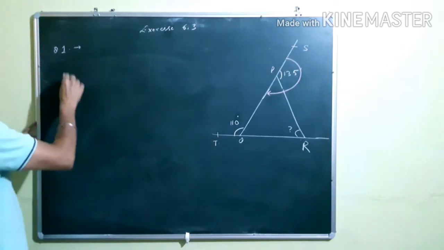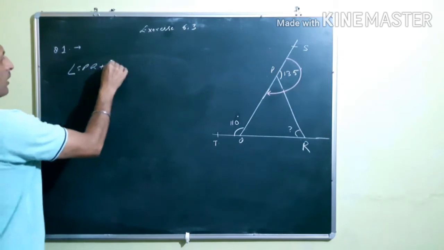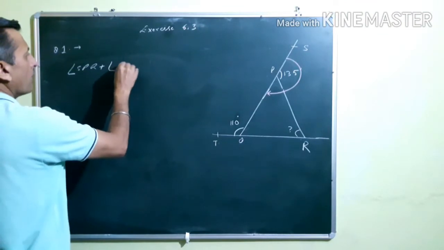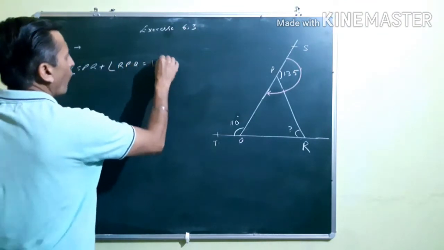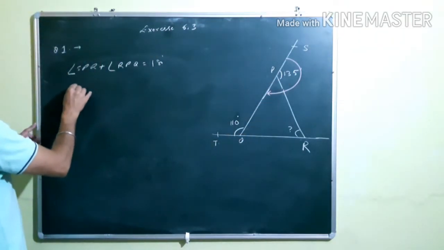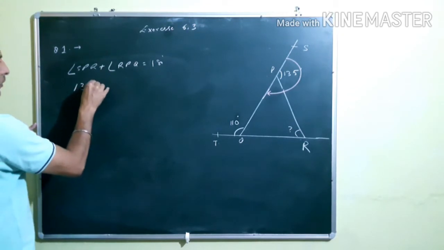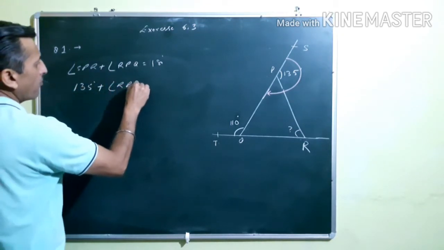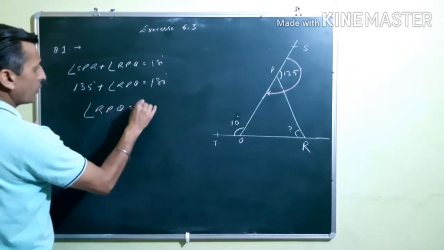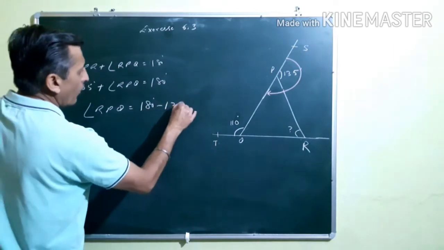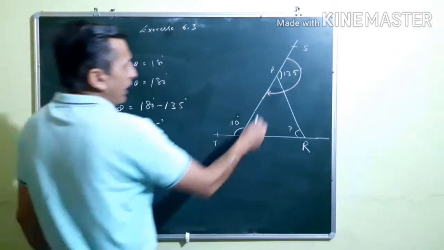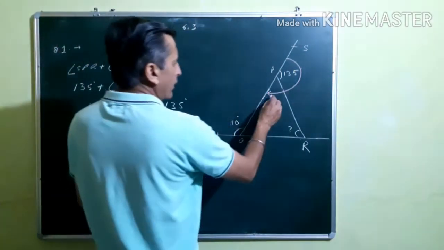So angle SPR plus angle RPQ is equal to 180 degrees, out of which angle SPR is given, that is equal to 135 degrees. So 135 degrees plus angle RPQ is equal to 180 degrees. So angle RPQ is equal to 180 degrees minus 135 degrees, and that is equal to 45 degrees. So this angle will be known, that is equal to 45 degrees.